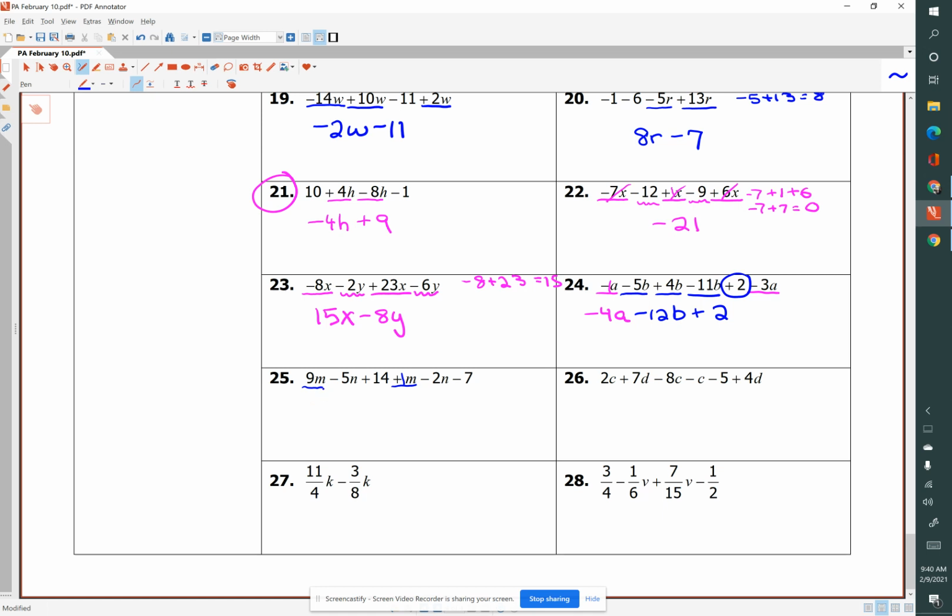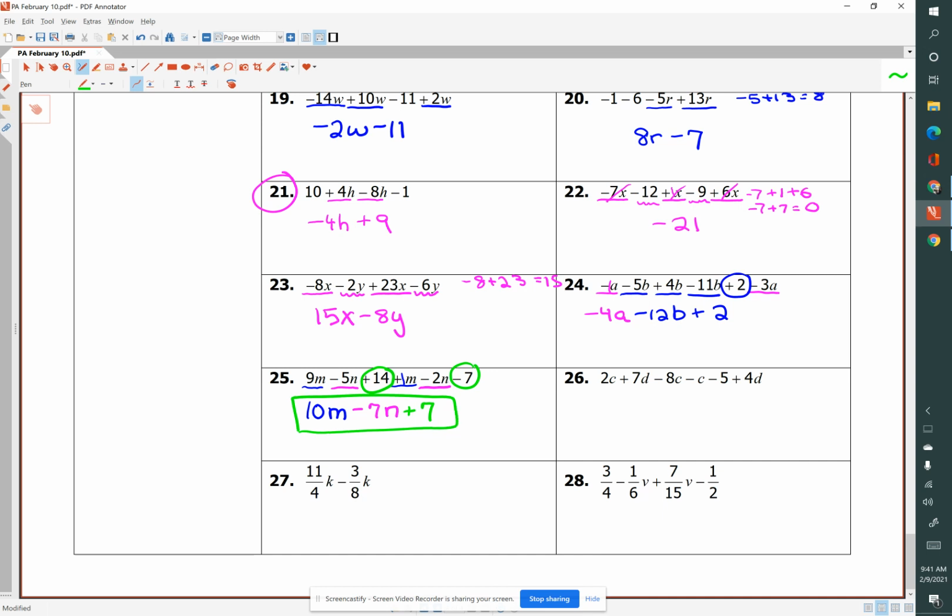So 9 plus 1 is 10m. And then we have -5n minus 2n. -5 minus 2 is -7n. Now we still have a couple of constants. We have positive 14 minus 7. Positive 14 minus 7 is positive 7. So that's our complete answer.